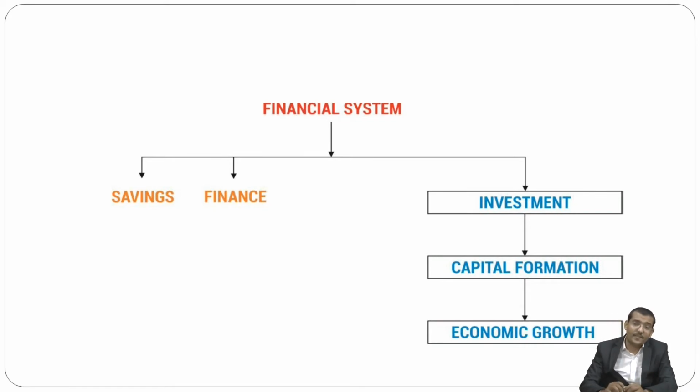Thus, my dear friend, the financial system and economic growth have a direct relationship. There is not an indirect relationship. There is a direct relationship where the financial system is mainly focusing on what, my dear friends? Savings, that is, the mobilization of savings.